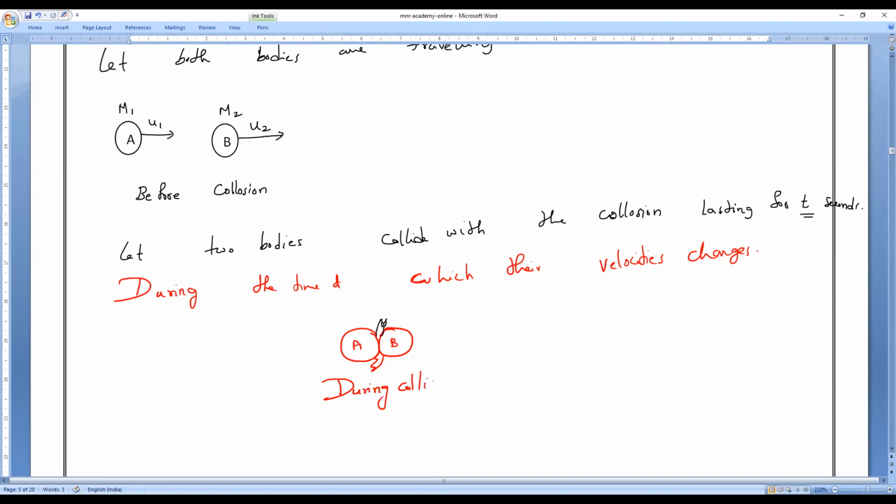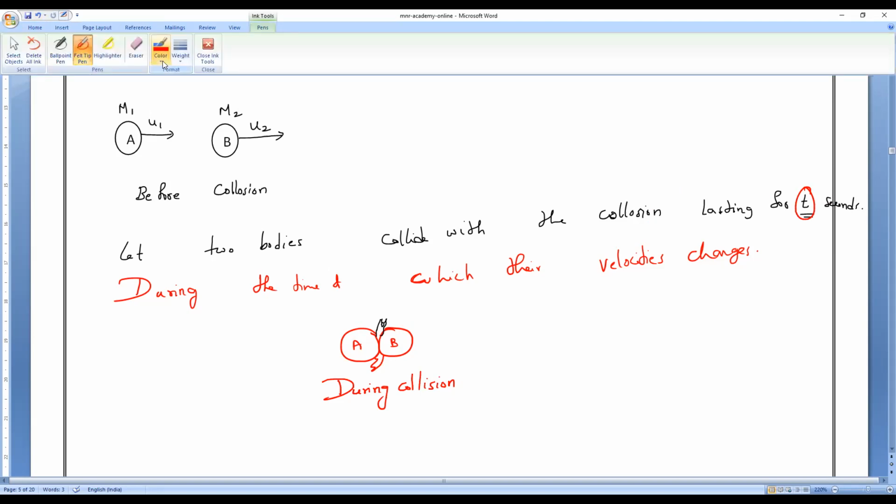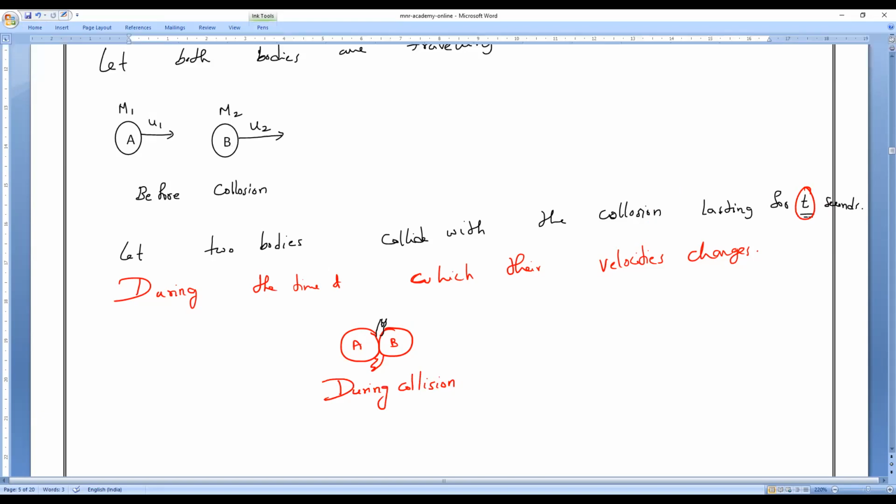So during collision, what will happen? We have mentioned it: the collision will last for t seconds. And during collision there is an impact. Because of A, B's velocity will change. Because of B, A's velocity will change. Am I right? Will you all agree with me? And the collision lasts for how many seconds? 3 seconds. And again, after collision, the bodies are traveling, and the velocities are changing.